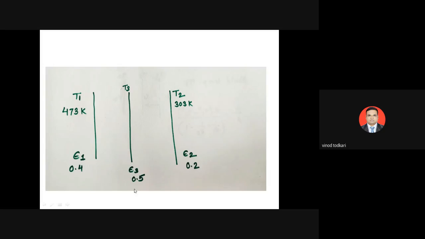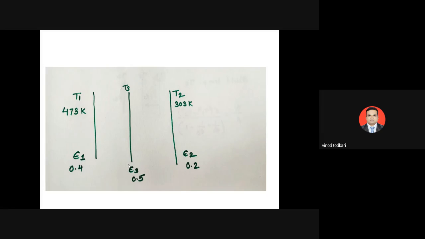It is having emissivity 0.5. So epsilon 3 is given as 0.5, right? Now, what we have to find? We have to find how much reduction there is in the heat transfer rate due to this shield.